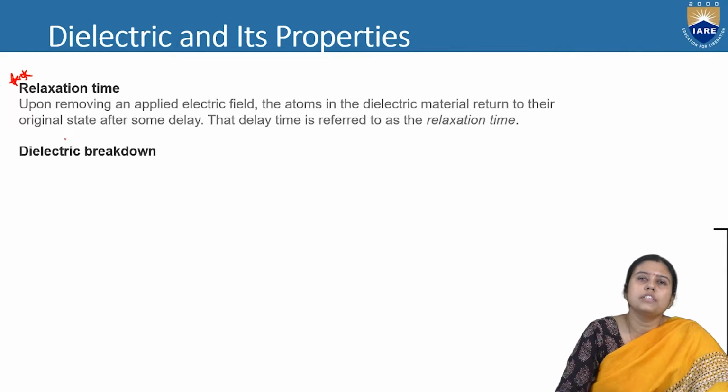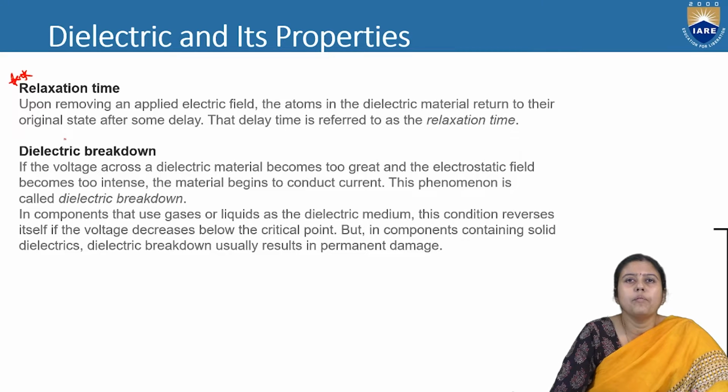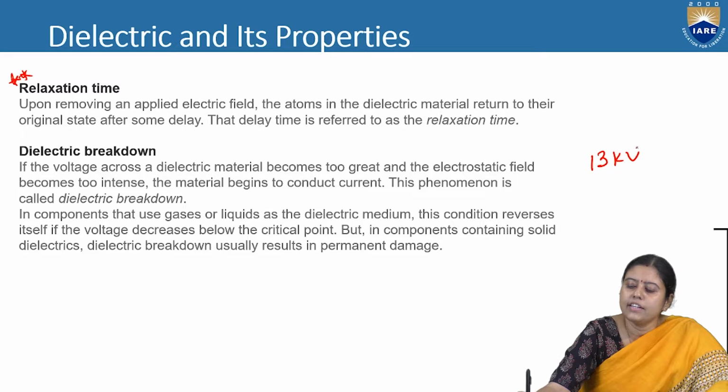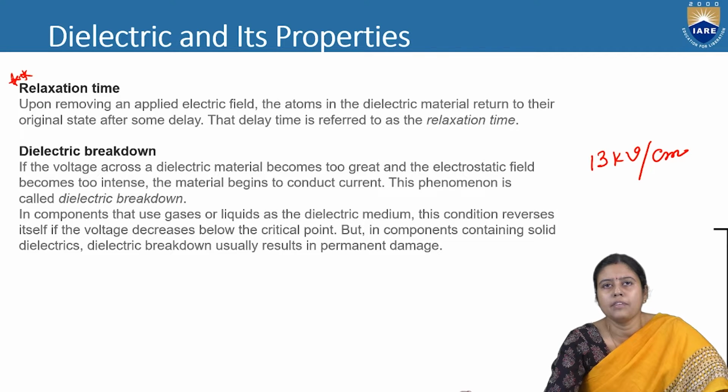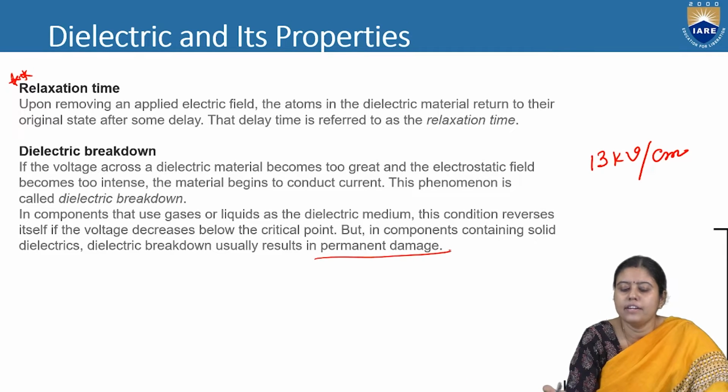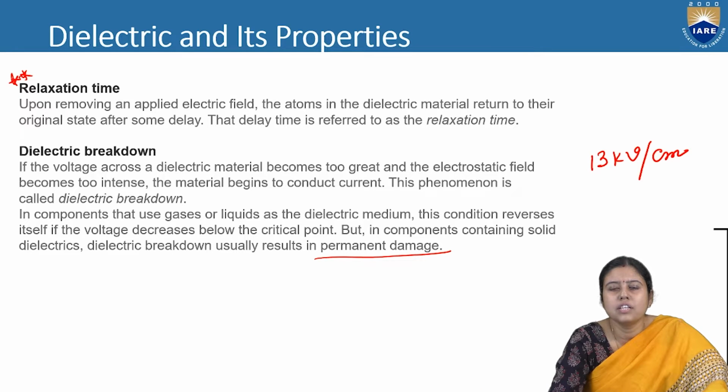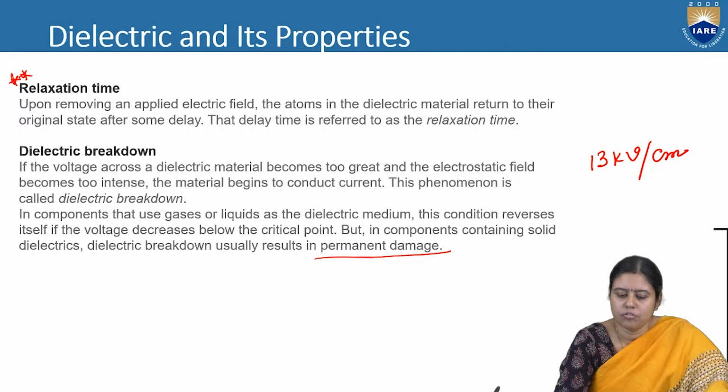Dielectric breakdown is another important thing. If we apply more voltage across the dielectric, it will break down after a certain point, and this is called dielectric breakdown. For air, the value is 13 kilovolt per centimeter. Sometimes, due to puncture or a metal body, if the dielectrics are made of solid materials, they will also break down, and it creates permanent damage in things like porcelain or glass. If dielectric breakdown occurs, it breaks solid dielectrics also.